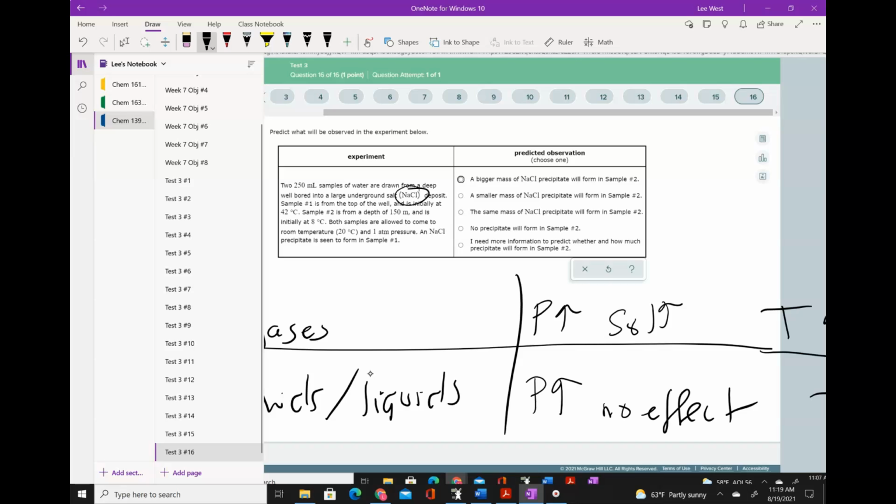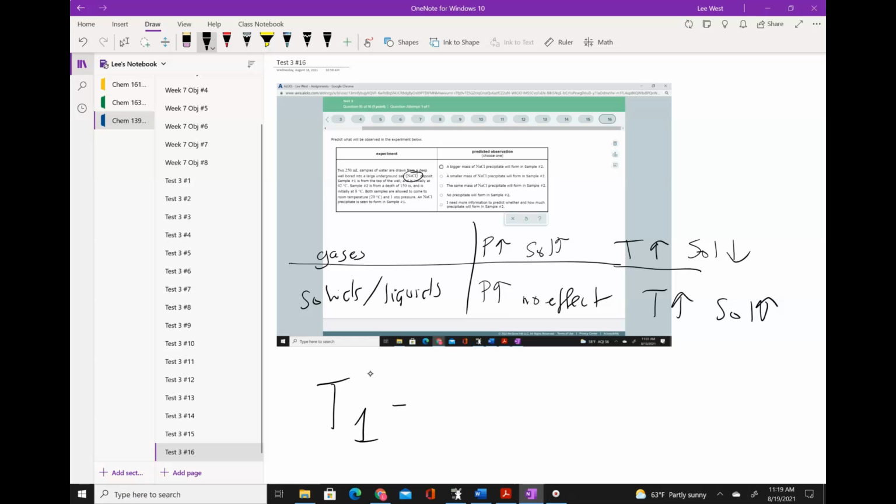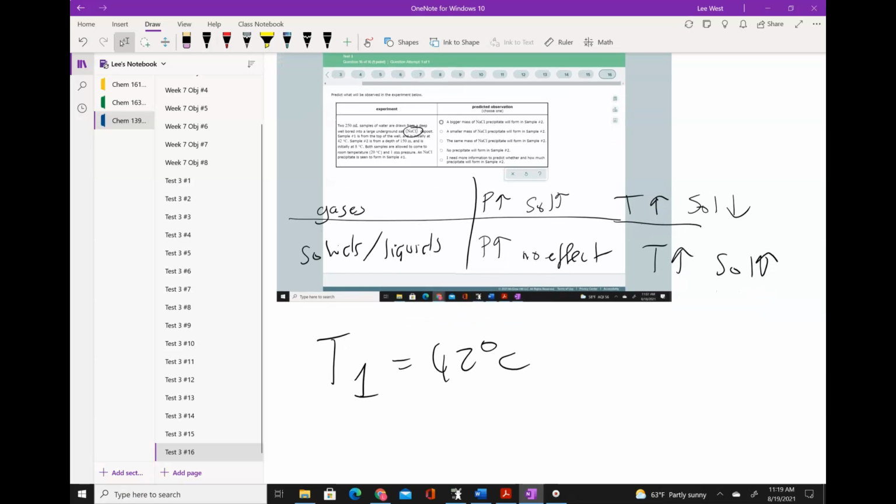Sample 1 is from the top of the well and is initially at 42 degrees Celsius. So let's just make a note of that. T1 equals 42 degrees Celsius. And then sample 2 is at a depth of 150 meters and it's at a temperature of 8 degrees Celsius. Okay, so what we're saying here is sample 2 is at a lower temperature, and we know that for solids, as the temperature goes down, the solubility goes down. Both samples are allowed to come to room temperature. Okay, so sample 1 is going to cool down, and sample 2 is going to warm up.